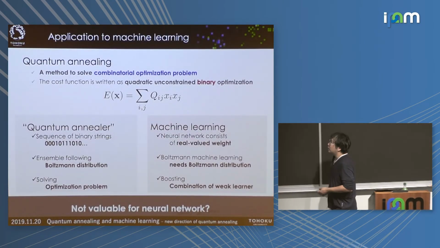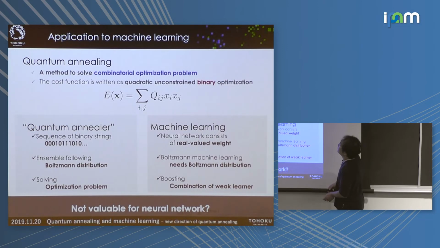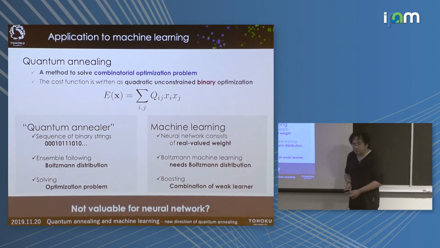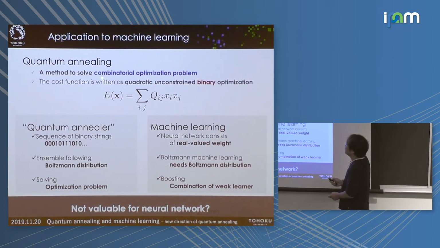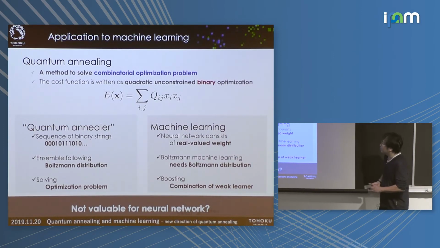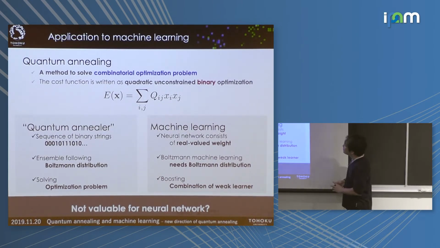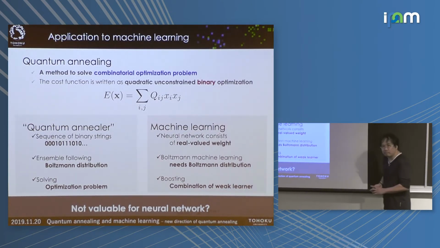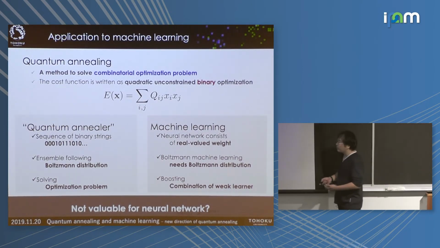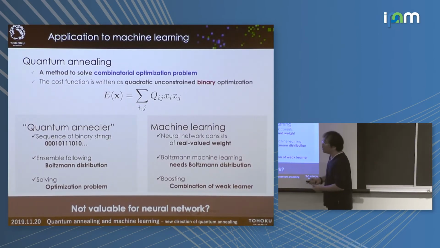So this is a schematic picture of quantum annealing. Quantum annealing is a method to solve combinatorial optimization problems. The cost function is written as a quadratic unconstrained binary optimization problem, that is, an Ising spin glass problem. The quantum annealer makes a sequence of binary strings. We can quickly sample the binary spin variables, in 20 microseconds per shot.